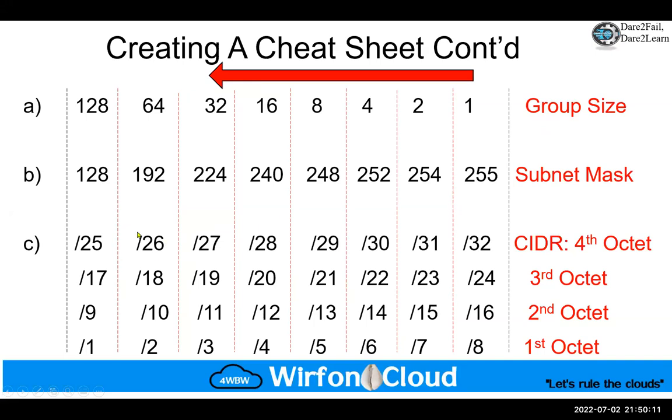Mm-hmm. Yes, so you match the corresponding CIDR with this. So that's the group size, the first row, and the second is the subnet mask. So that is where we get these values. Okay. So for a /26, we have 64 groups. The group size is 64, and the subnet mask is 192. So that's how we get that 192 at that point. Okay, thank you. Welcome. All right.